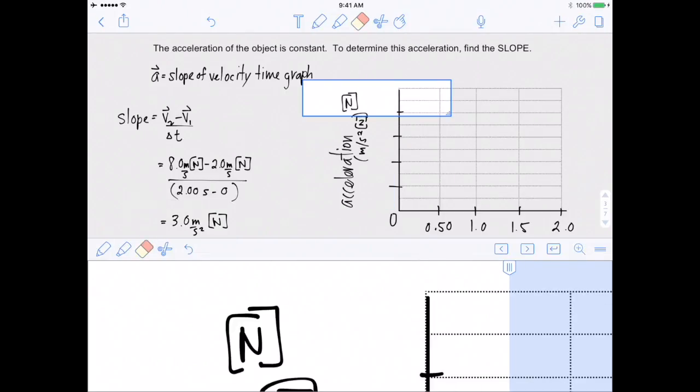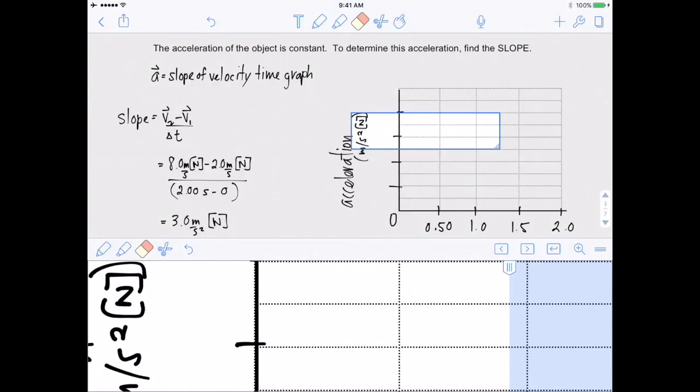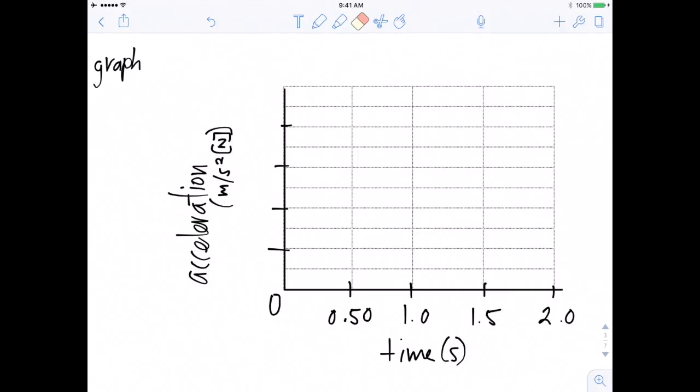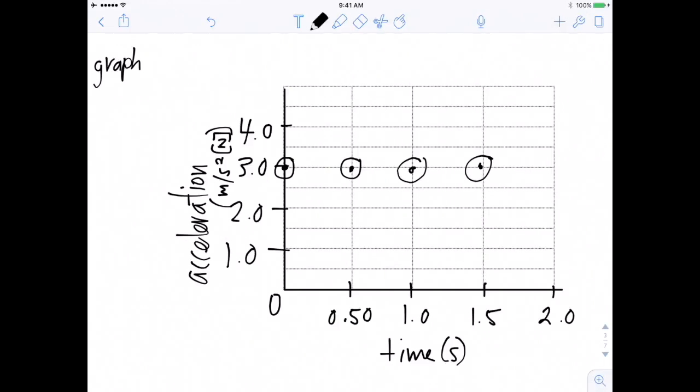So what will this graph look like? Well, at each of the intervals of time, the acceleration is going to be the same. So if we label this axis, at each of the intervals of time, the acceleration is uniform. It's 3 meters per second squared north. So our corresponding acceleration time graph is going to be a horizontal line with no slope, whose y-intercept is the value of the acceleration, 3.0 meters per second squared.